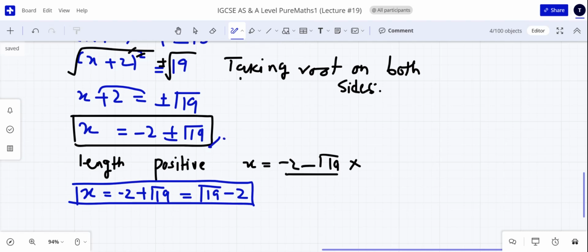Here we got the two roots, minus 2 plus minus root 19, but we will neglect the negative value there because the length always should be positive. So we will only take the positive answer, minus 2 plus root 19 or root 19 minus 2.